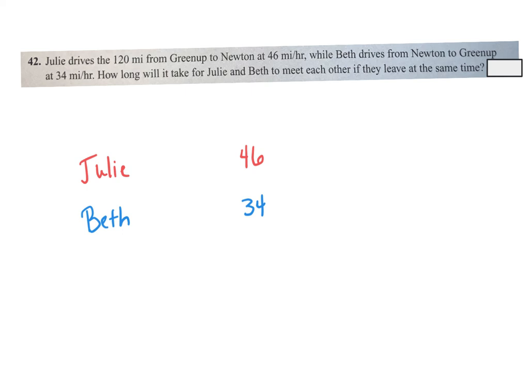All right. Do we know how long they're driving? No. They leave at the same time and they will meet up at the same time. Julie's distance is going to be 46t. Beth's distance is going to be 34t. How far apart are they? 120 miles. So these should add up to 120. All right. You should have gotten 1.5 hours.